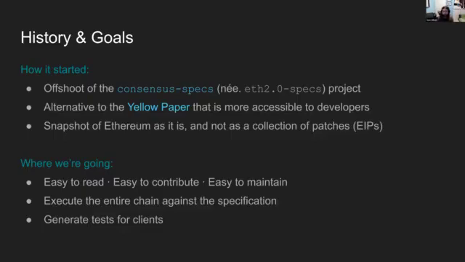We want to be able to execute the entire chain against the specification. So we want to be able to take blocks from mainnet and run them against this Python code that we're writing and have the Python code validate those blocks. And finally, one of the goals we want to achieve is to generate tests for clients.